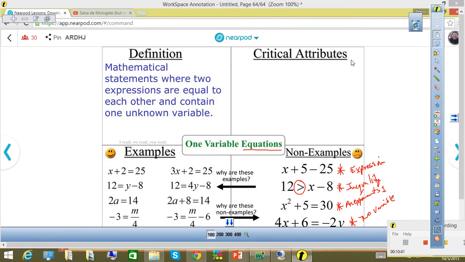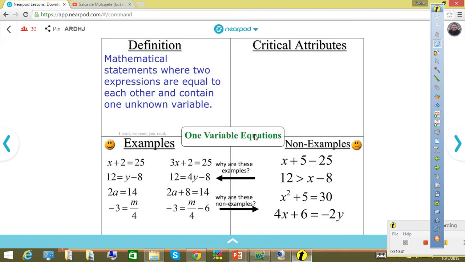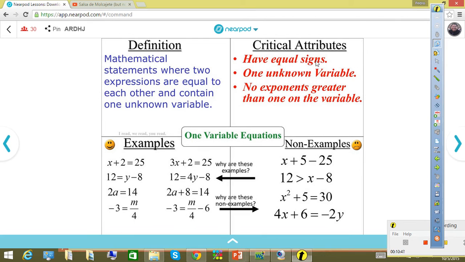So what is the most important thing to remember about the one variable equations? Well, number 1, they need to have equal signs. Number 2, one unknown variable. And number 3, no exponents greater than 1 on the variable. Copy that. All right. So we got our concept, all right?